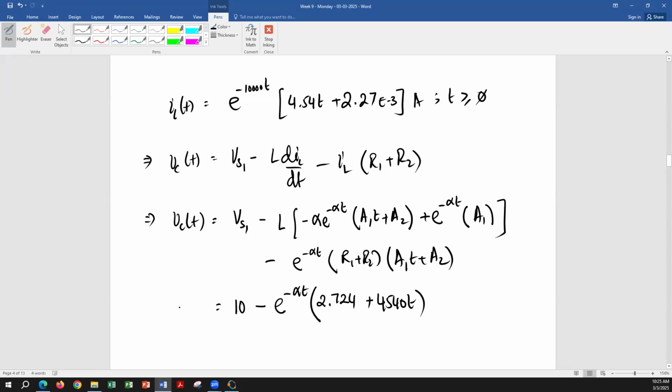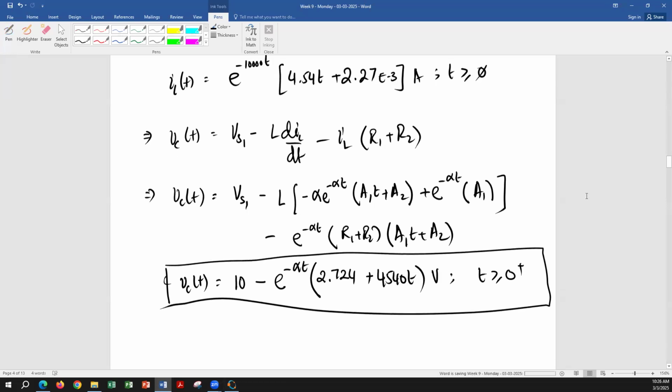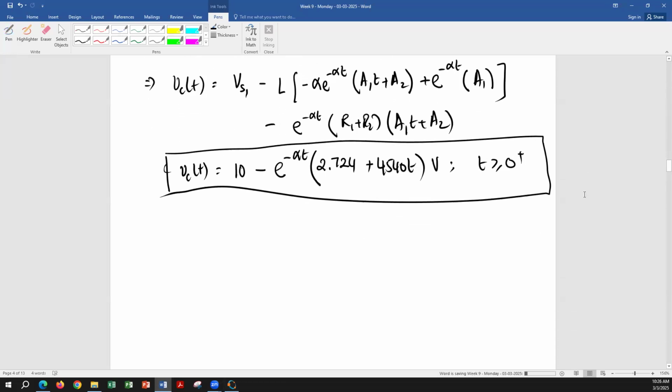This is what I'm getting. Could be wrong, most likely correct, but I don't want to spend a lot of time. If you would have finished it, then of course we could have compared the answers. I don't want to spend a lot of time solving things, but this time is important. So this is the voltage expression that I'm getting. Alpha, of course, is 10,000.